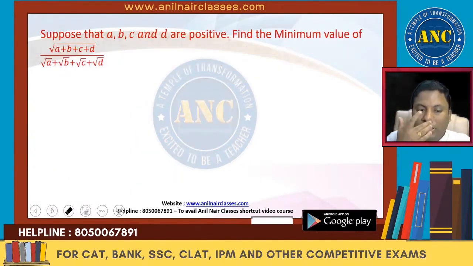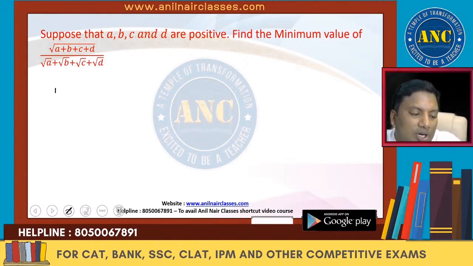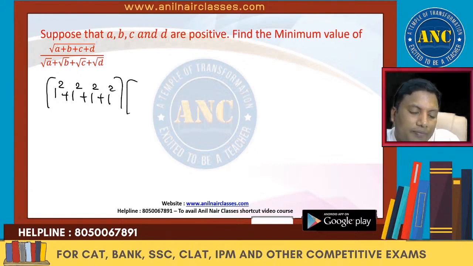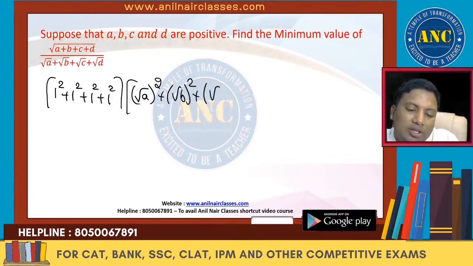Next question. Suppose that A, B, C, D are positive real numbers. Find the minimum value of root of A plus B plus C plus D divided by root A plus root B plus root C plus root D. Let me use Cauchy inequality. 1 square plus 1 square plus 1 square plus 1 square, into root A whole square, root B whole square, root C whole square, root D whole square.